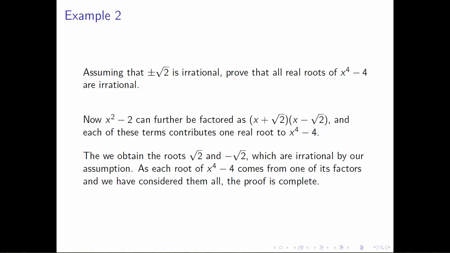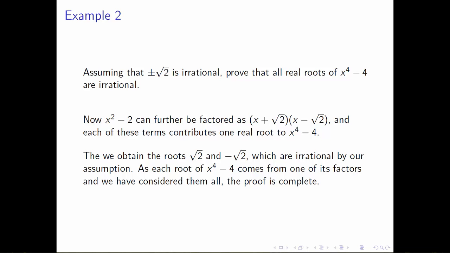Here, we found that square root of 2 and negative square root of 2 are roots of our polynomial, and square root of 2 and negative square root of 2 are irrational numbers by our assumption. So here, we were assuming that plus or minus the square root of 2 is irrational, and because we're using that now, we're going to say this is by our assumption. We're pointing to why we can make that claim, why these roots are irrational. That's our assumption. So justification. Now, as each root of x to the fourth minus 4 comes from one of its factors, and we have considered all factors individually, the proof is complete.